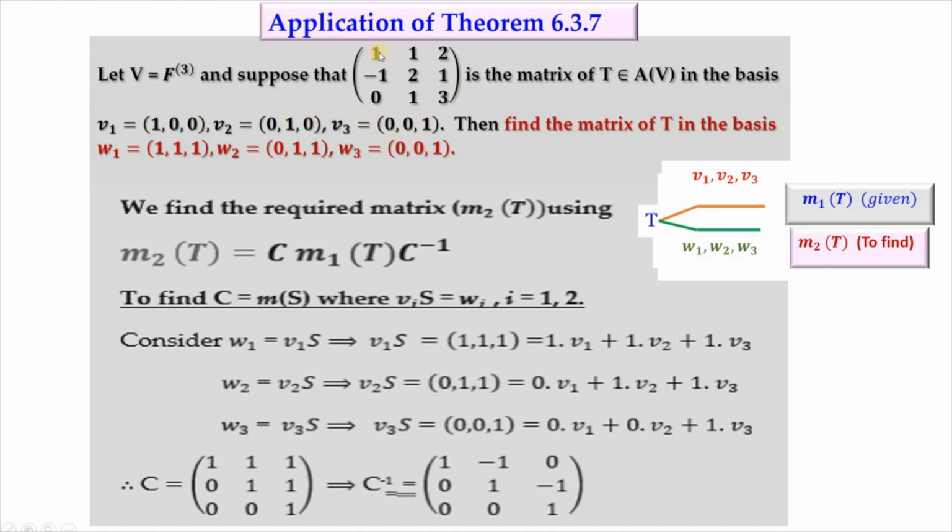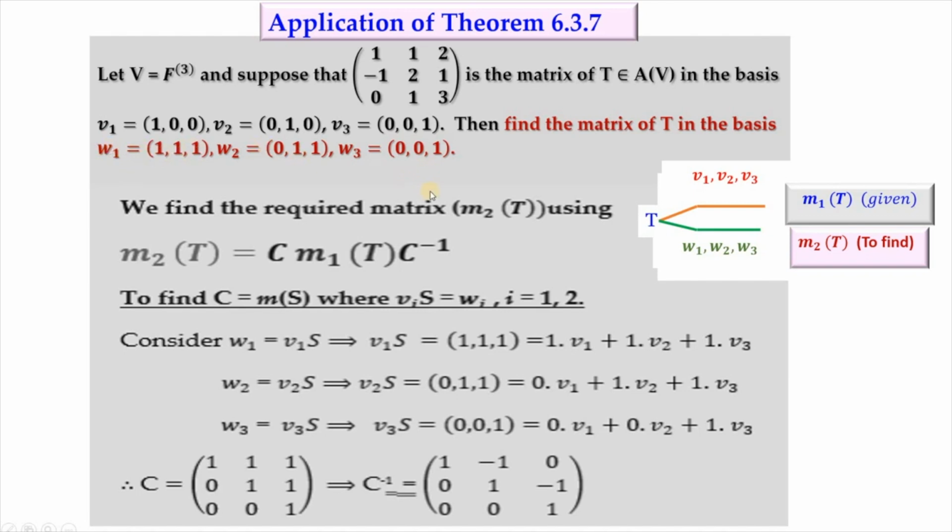So that is the advantage. The matrix is given in the standard basis, so M1 of T is given. Then we are asked to find M2 of T, for which we are given the basis elements W1, W2, W3. So this is the problem: if V is the collection of all ordered 3-tuples, and this is the matrix of T in the standard basis, then our job is to find the matrix of T in another basis, given by W1, W2, W3.